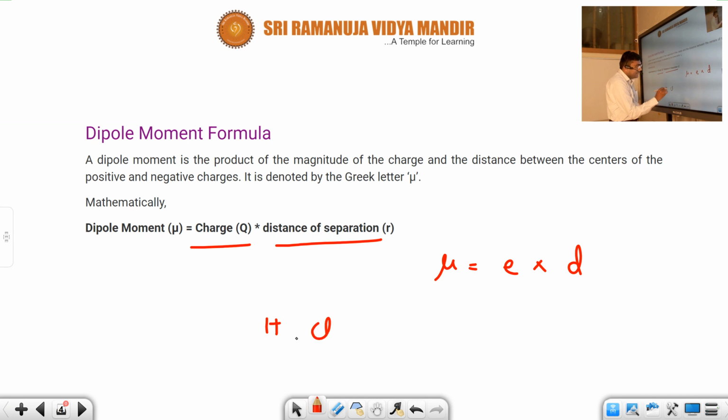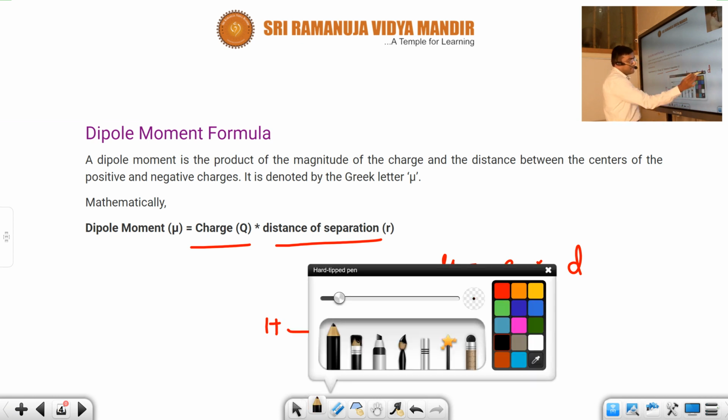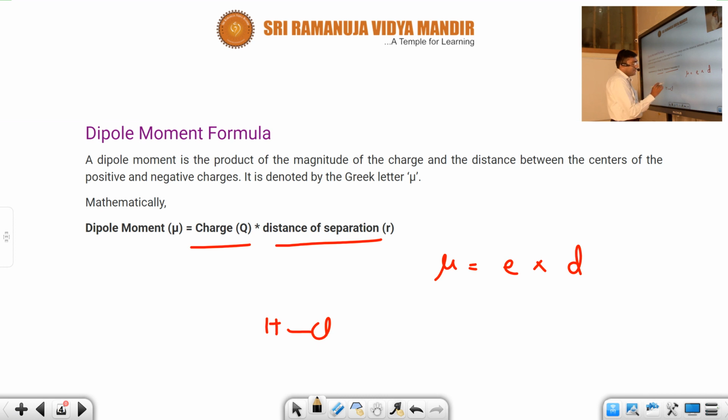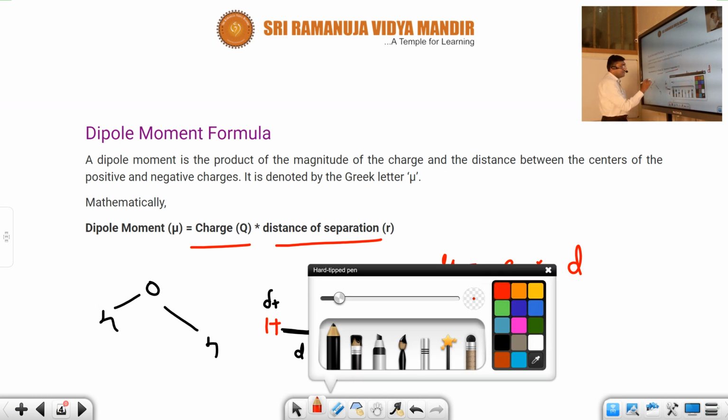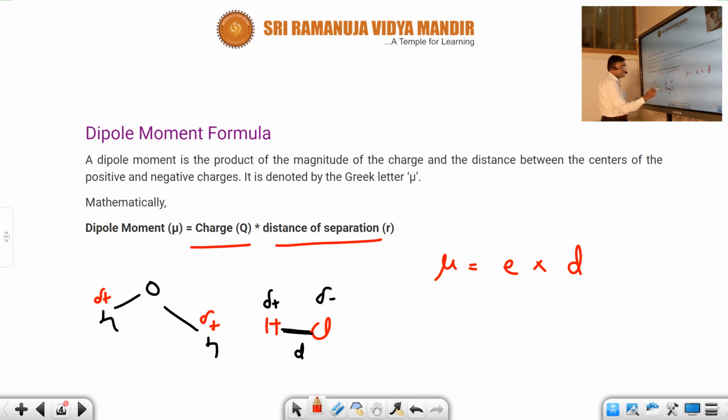See, for example, you have HCl. This is the bond. Try to understand. So charge delta plus, delta minus, and distance of separation. This is the distance of separation. I can say this is d, small d, the distance of separation. For example, if you take a water molecule like this, you know very well this is delta plus, delta plus, and this is delta minus. Here the charge is more. I hope you understood. Oxygen is delta minus and hydrogen is delta plus. So charge into distance of separation.